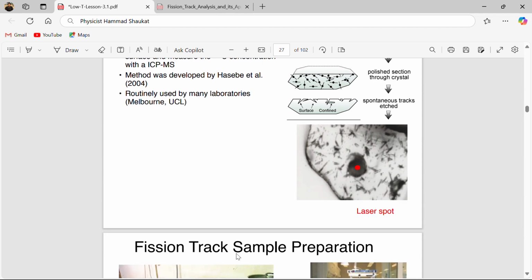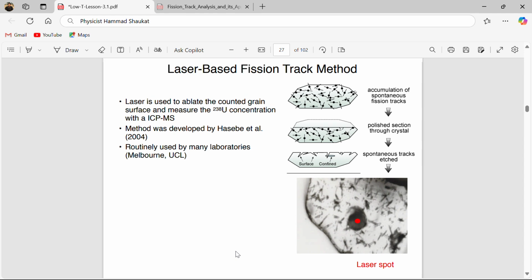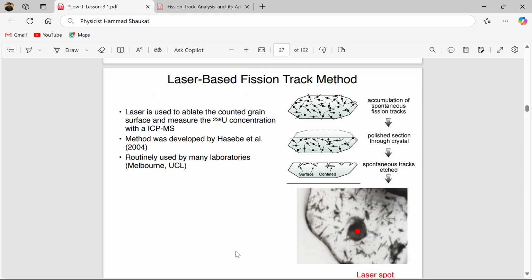Now our next is the laser-based fission track method. The laser is used to ablate the counted grain and measure the uranium-238 concentration with ICP-MS. This method was developed by Hasebe et al. in 2004, and it is routinely used in many laboratories.